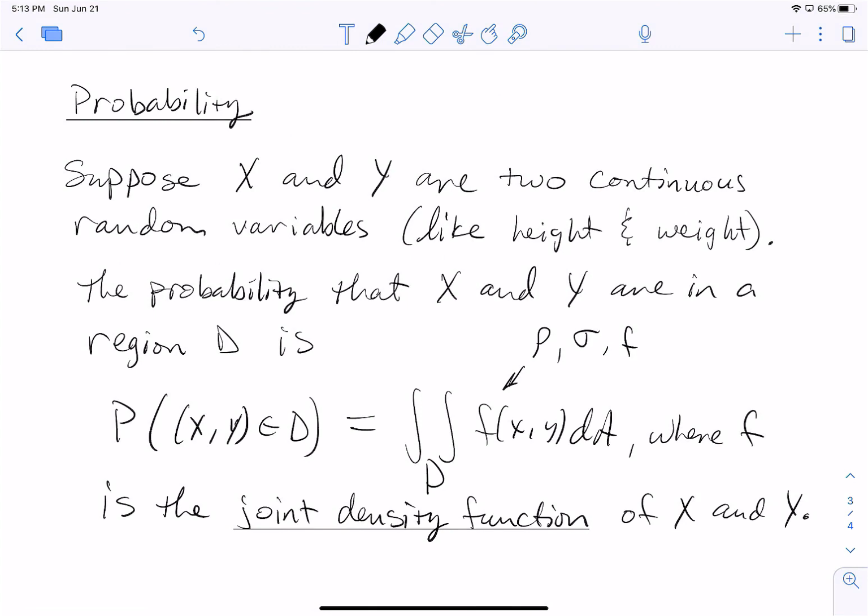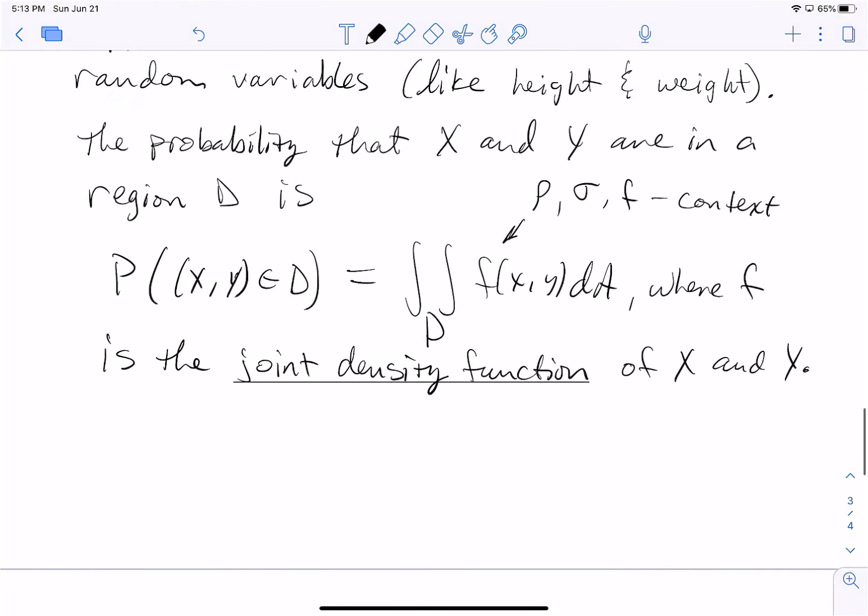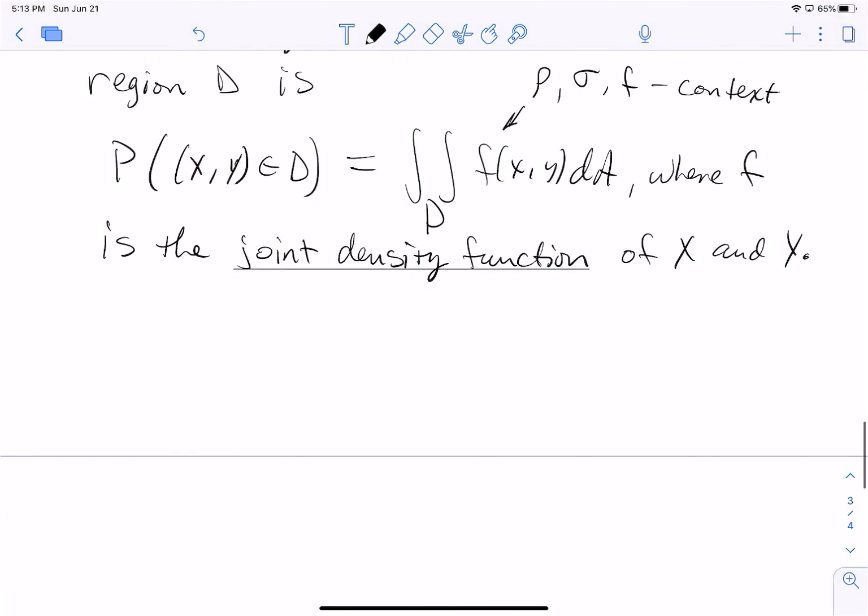Now, if it's a joint density function, we have probability. It all depends on context. It is the same integral. It is the same computation that you would perform.